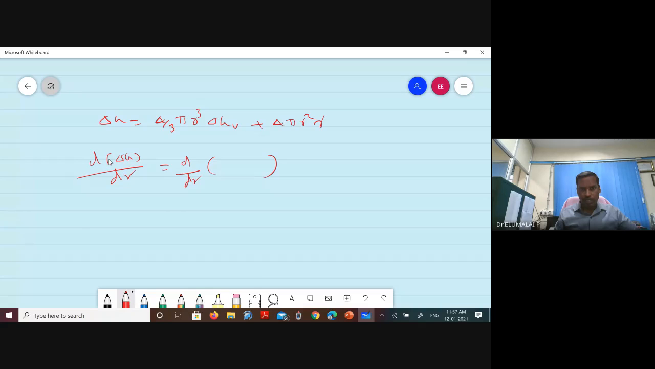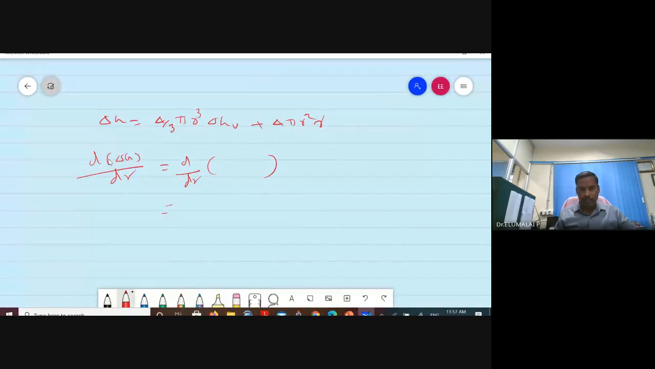I'm sure many of you will agree with me. All of you will agree with me definitely. So differentiation of this equation will be 3 into 4 by 3 into r square delta GV plus 2 into 4 pi r gamma equal to 0. So this is equal to 0. Then I told you a condition: you replace r with r star. So this equation will become 3.